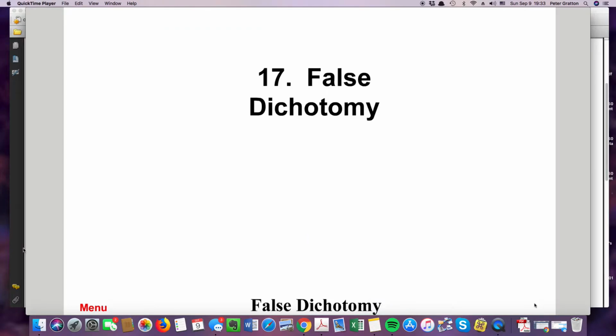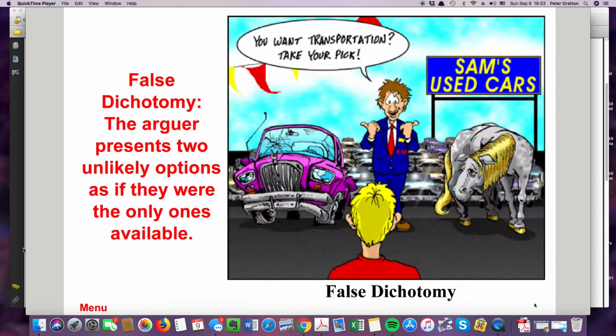False dichotomy, we see this all the time. Right? You want your transportation, take your pick. Right? So, in other words, you wouldn't want one or the other. The arguer presents 2 unlikely options as if they were the only ones available. Right? In other words, these are not the only means of transportation. We can go elsewhere, go to another car salesman.